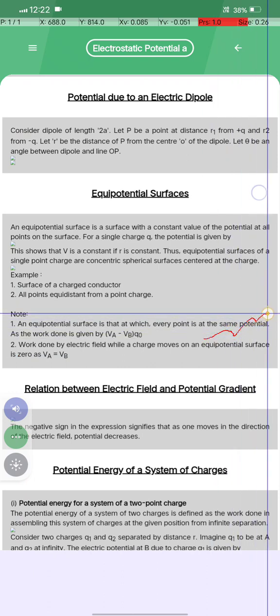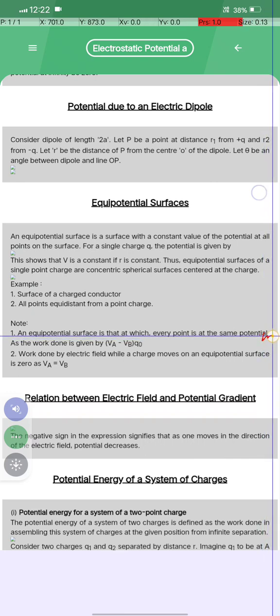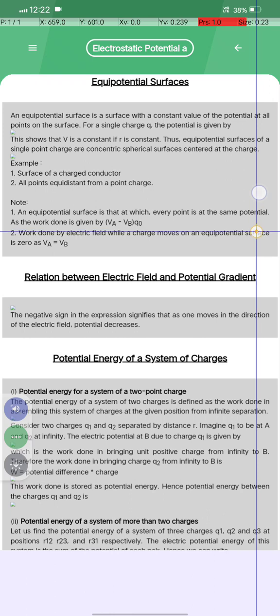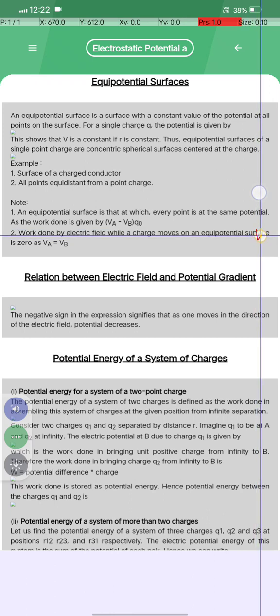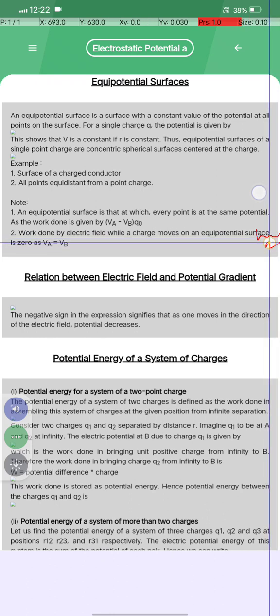Now, some notes. An equipotential surface is one at which every point is at the same potential, as the work done is given by Va minus Vb into Q naught. First, the work done by the electric field while a charge moves on an equipotential surface is 0, since Va is equal to Vb.